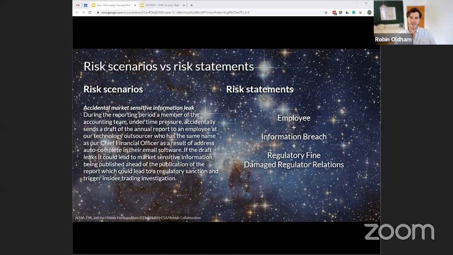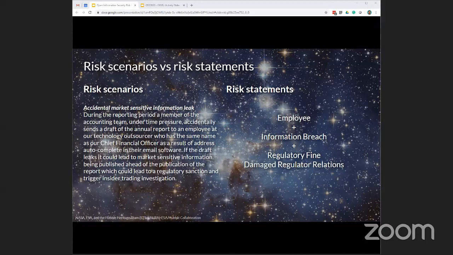That's a pretty well fleshed out scenario that you could talk through with your CFO or a member of the board, and they would understand what you're talking about. At its core, you're talking about employees and information breach, regulatory fine, damage to regulator relations as being the statements, the components that we draw from the open information security risk universe. Is that all making sense thus far? Yes. Cool, good. A question.